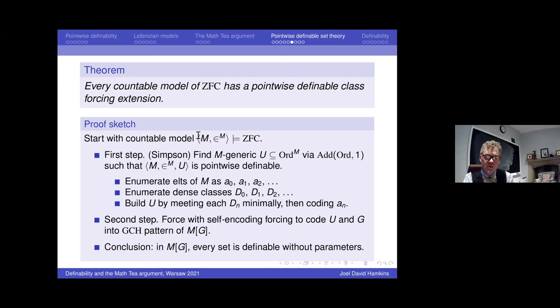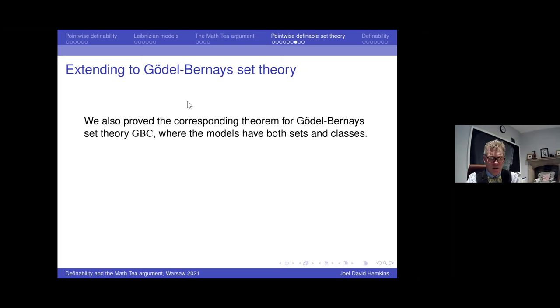Okay, so we also extended this to Gödel-Bernays set theory. This is set theory where we have both sets and classes. It's a second order set theory. It's not full second order set theory, but you can think of it as two sorts. We have the sets and then we have the classes.